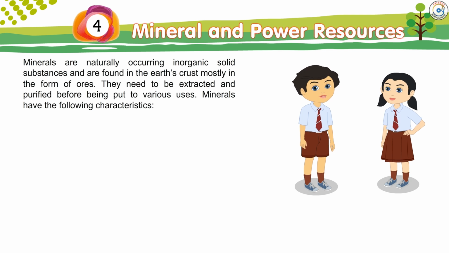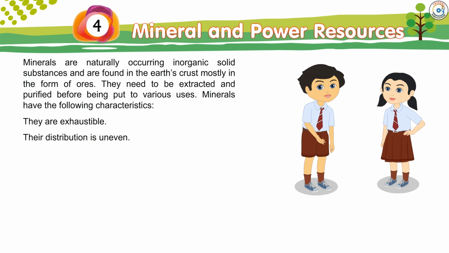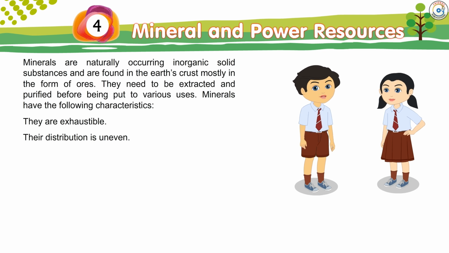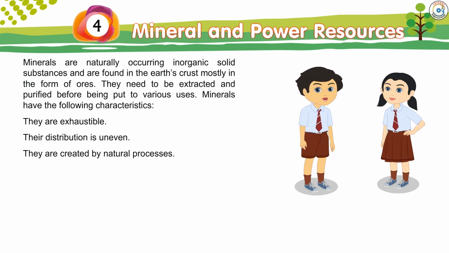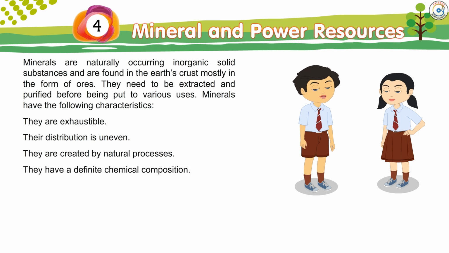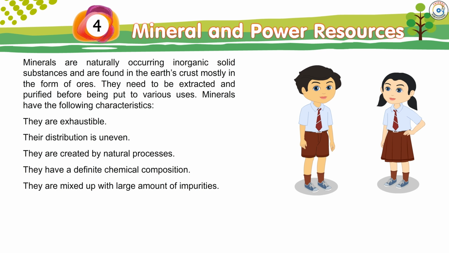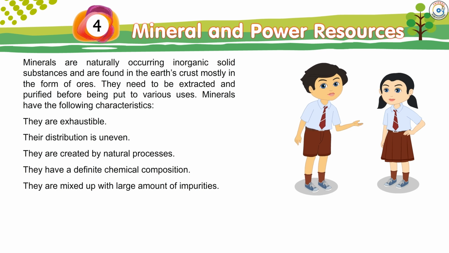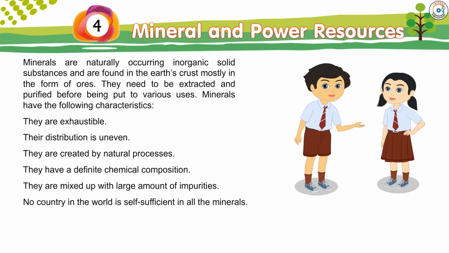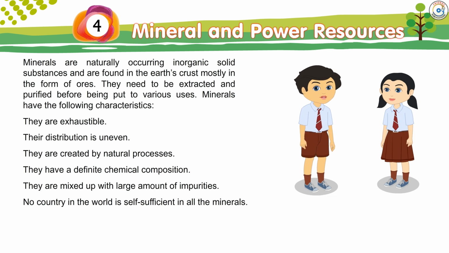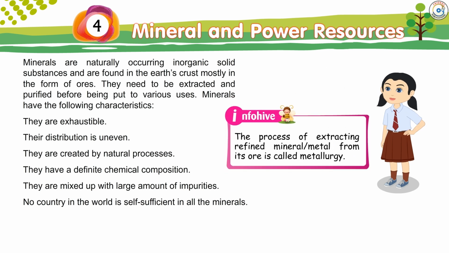Minerals have the following characteristics. They are exhaustible. Their distribution is uneven. They are created by natural processes. They have a definite chemical composition. They are mixed up with large amounts of impurities. No country in the world is self-sufficient in all the minerals. Info-hive. The process of extracting refined mineral or metal from its ore is called metallurgy.